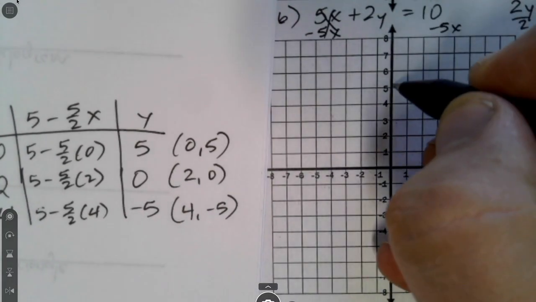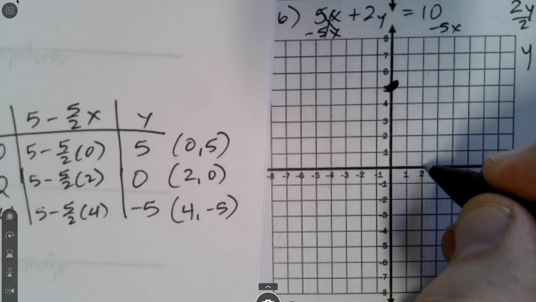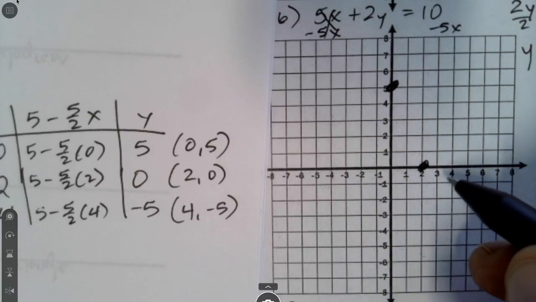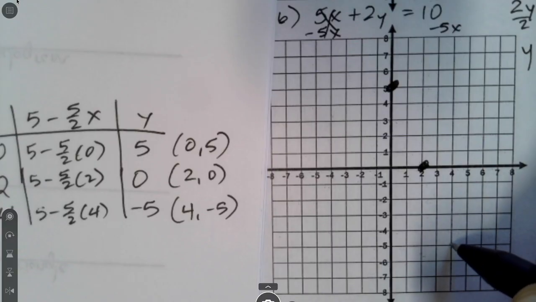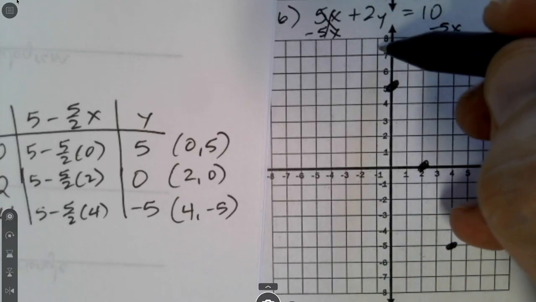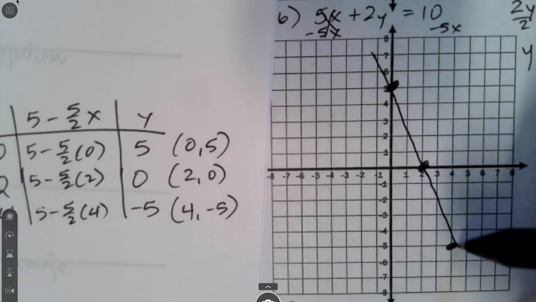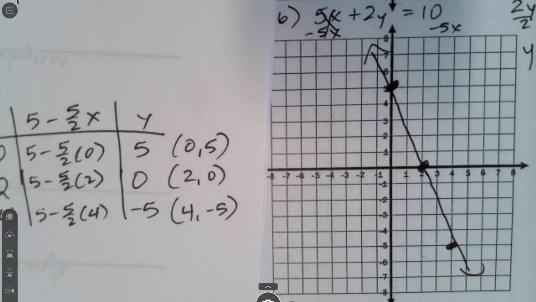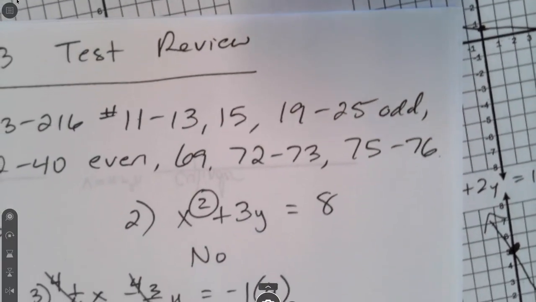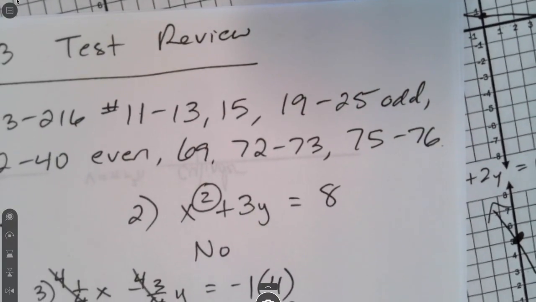So 0, 5 right here. 2, 0 right here. 4, negative 5 right there. So then we draw a line through those 3 dots. And we've successfully graphed these. Well, I just did some extra, so that's good news for you. You didn't have to do all of those, so I just gave you some extras. Enjoy. Anyway, let's move on to number 19.